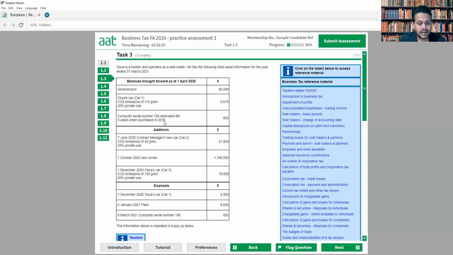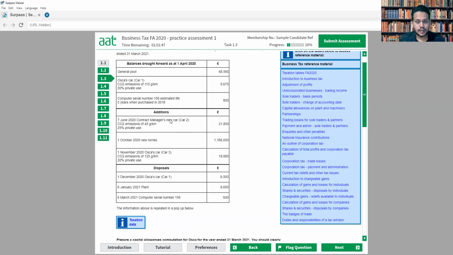Computer serial number 156, estimated life 5 years, purchased 2018. Remember, if any asset has a life of less than 8 years, we call it a short life asset, SLA. For the short life asset, we keep a separate column, and we find if there is any balancing allowance. So if we sold that asset, we find the balancing allowance. If we don't sell it, we keep it in a separate column because it is considered a short life asset, and we have a different treatment for that. Make sure you read the definition and how you do that short life asset.